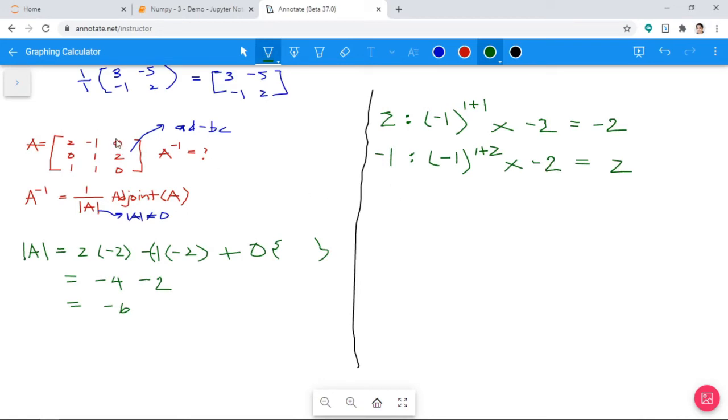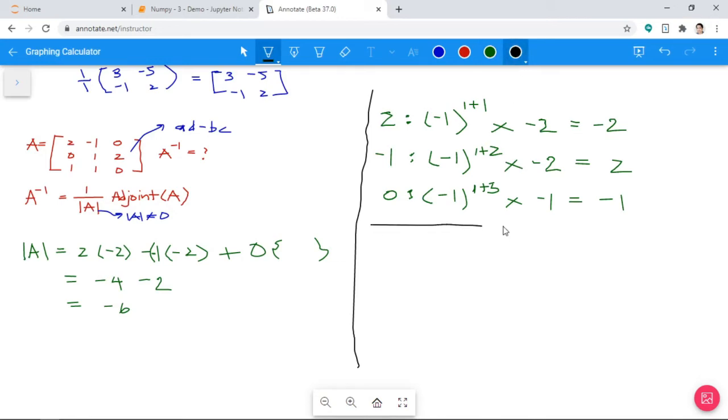Next one we have this 0. What is the cofactor? This one is -1. Then we have row 1, column 3, so this one is plus 3. So we have times, if we have 0, we have 0 and -1. So times -1 is equivalent to -1. That is just for the first row.